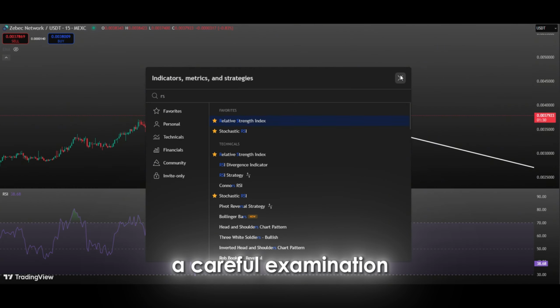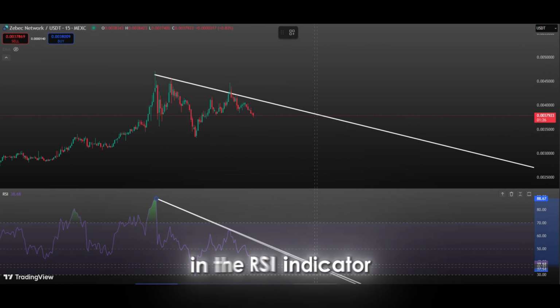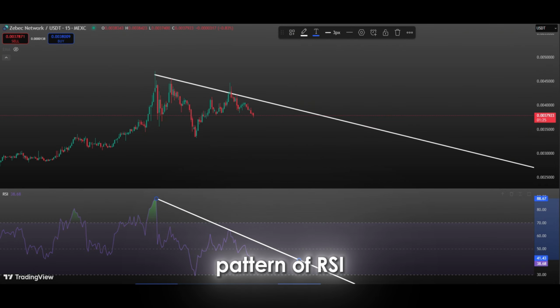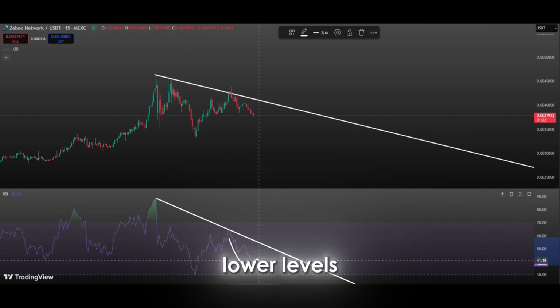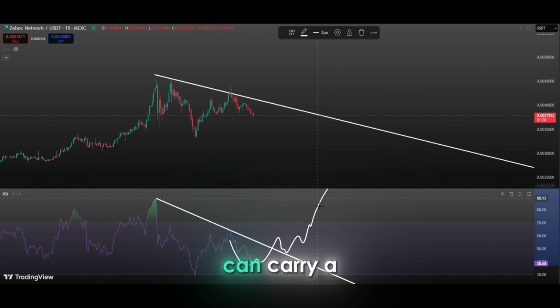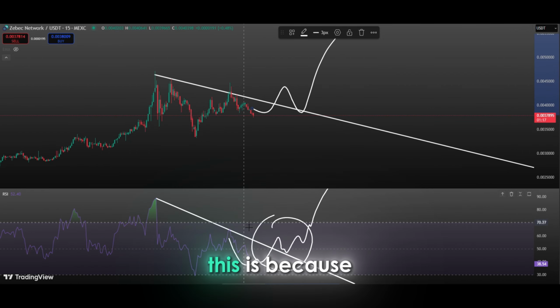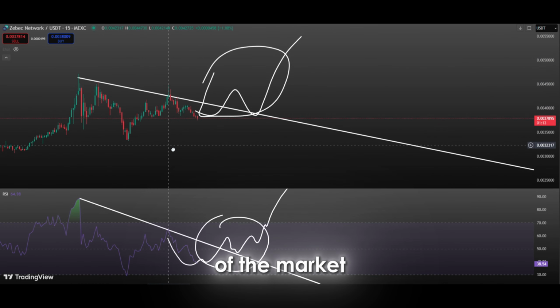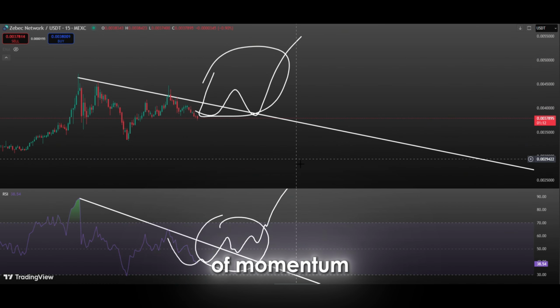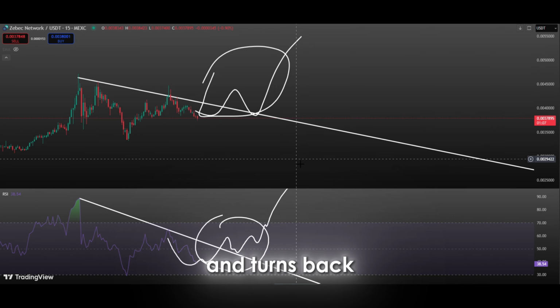A careful examination of the chart reveals a falling trend structure that is evident in the RSI indicator. This structure is the result of the recent pattern of RSI peaks and troughs, which have been consistently occurring at lower levels. Such falling trend lines can carry a very important signal, especially for traders interested in technical analysis. This is because they represent not only a technical boundary, but also the current psychological state of the market and the direction of momentum. A downtrend in the RSI indicates that price action is trying to move up with weak momentum, but each time it meets resistance and turns back.